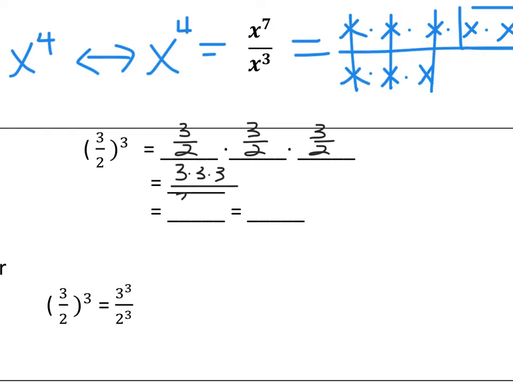And on the bottom is 2 times 2 times 2. 3 times 3 times 3 is 27, and 2 times 2 times 2 is 8, and I end up with 27 over 8. I can also rewrite that if I wanted to. I could simplify it into a mixed number, but we're going to leave it alone.